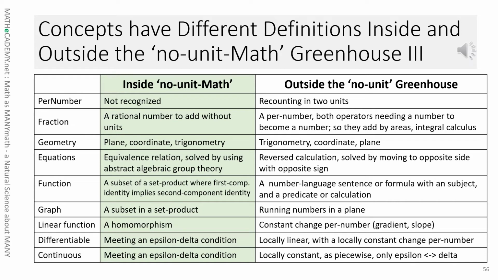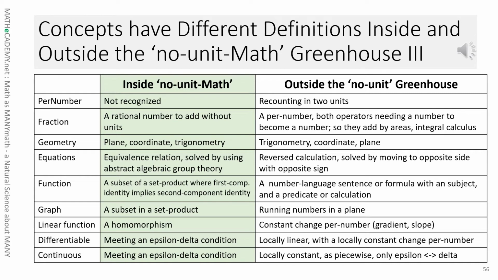Geometry. Inside, it is plane, coordinate, and trigonometry last. Outside, it is trigonometry, coordinate, and plane last. Equations. Inside, it is equivalence relations, solved by using abstract algebraic group theory. Outside, it is reverse calculations, solved by moving to opposite side, with opposite calculation sign.